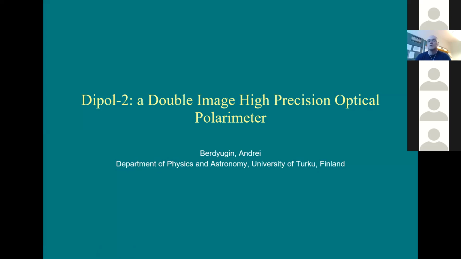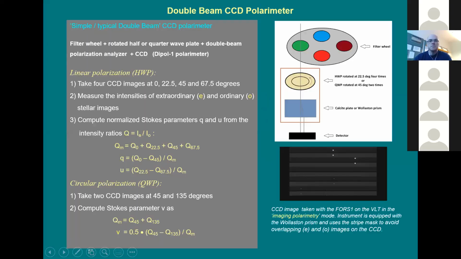presentation, I will not overload it with technical details such as technical drawings, specification tables, performance tests, etc. Instead of that, I will present the most important features of our instrument and also mention the most important ingredients which are required for making high precision polarimetry with a CCD detector. So let me start with my presentation.